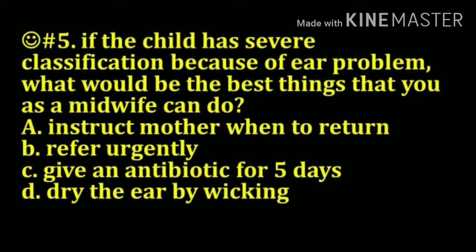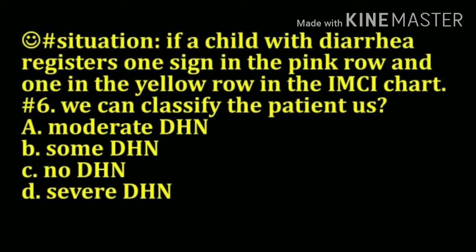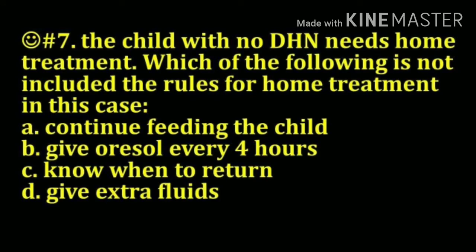Okay, next, number 6. So, yung situation natin dyan sa number 6 is, if the child with diarrhea registers one sign in the pink row and one in the yellow row in the IMCI chart. So, we can classify as, pag sinabi natin meron daw siya sa isang pink and one in the yellow, so yan is some dehydration. So, itong topic natin ngayon yan is dehydration. So, yung dehydration, meron tayong classification: no dehydration, some dehydration, and severe dehydration.